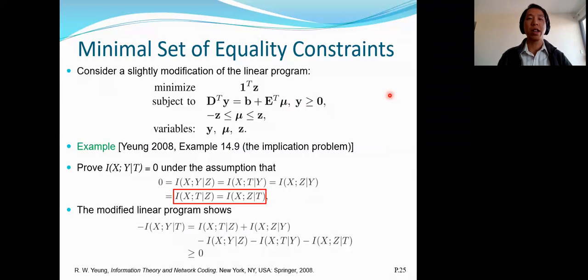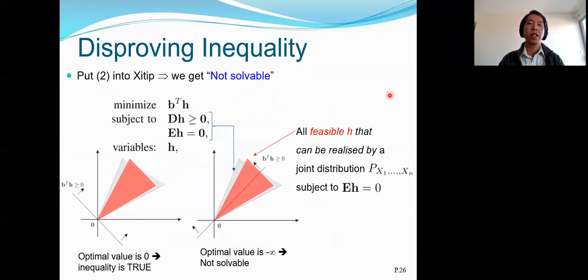Okay, so this is the story for an inequality which can be proved. Then how about an inequality which cannot be proved? At the beginning, we have seen an example where we put equation 2 into the XITIP, and we get not solvable. So now let me explain to you what is happening here in ITIP or XITIP if we put this inequality into the program.